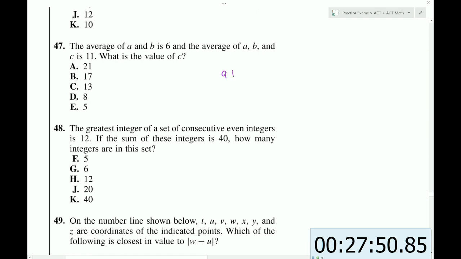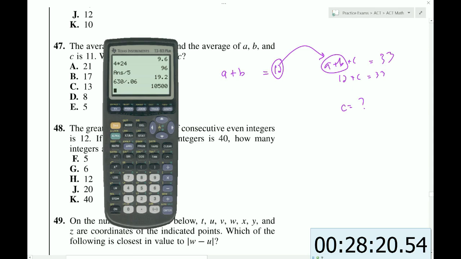The average of A and B is 6. The average of A, B, and C is 11. What is C? So you can move the 3 and get 33 for these guys added together, and move this 2 to go here diagonally, and that will make 12. Then you can plug in this 12 here for these two. Alright, and then you could subtract 12 from both sides, and that will give you 21.